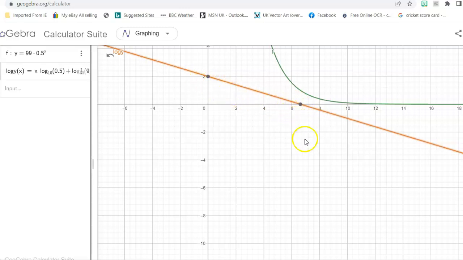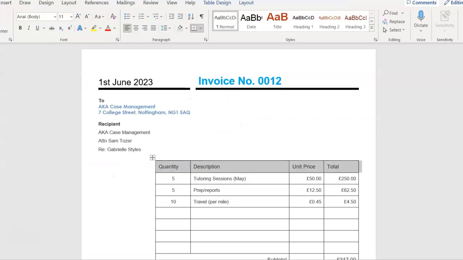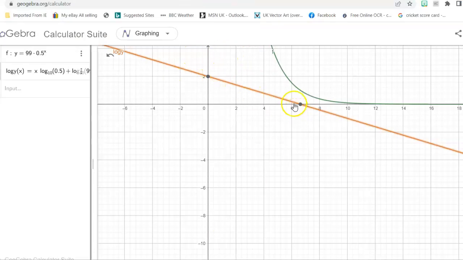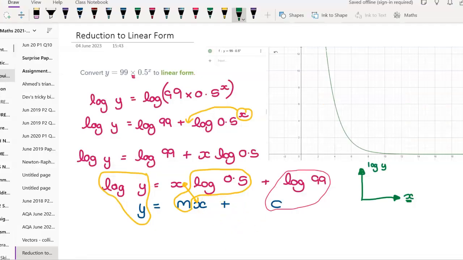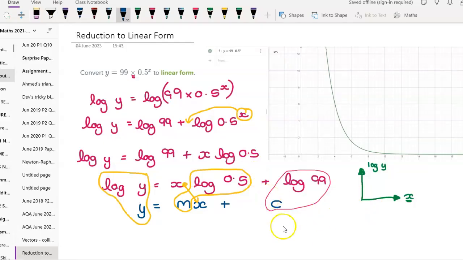Okay, now we could work that out, or we could work it out by choosing 2 points on that line and working out the gradient between the two of them. Or we can go back to our equation and work that out. Okay, so we can say that our y-intercept, let's go back over here to our linear graph, is 2. So we can say 2 is equal to log 99.